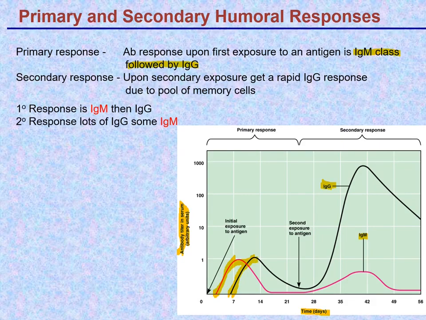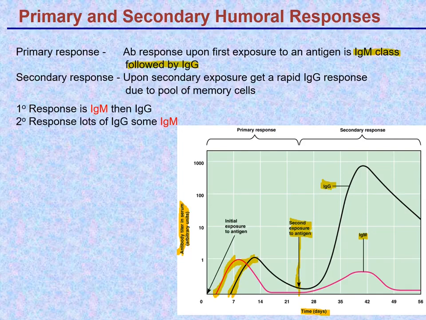Now at some point, and because it's a graph and they have to show you some example here, it's just an example. They're showing the secondary exposure to antigen here at, I don't know what this is, maybe 24 days. So they picked a spot. I mean, it could have been at 124 days. It could have been at 505. It could have been 2,000 days later.